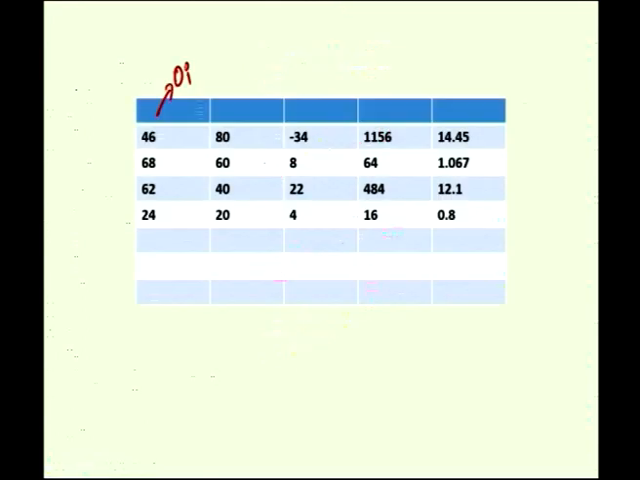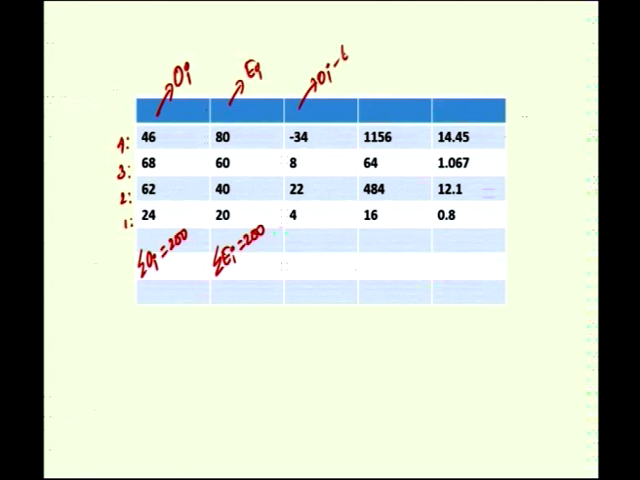OI is given in the question in the ratio of 4:3:2:1. Okay. So, this is EI which you have calculated with respect to this ratio: 80, 60, 40, 20. Now, this is your summation OI. Summation OI is 200 and summation EI is also equal to 200. Then OI minus EI: 46 minus 80 is minus 34, 68 minus 68, like that we have calculated.